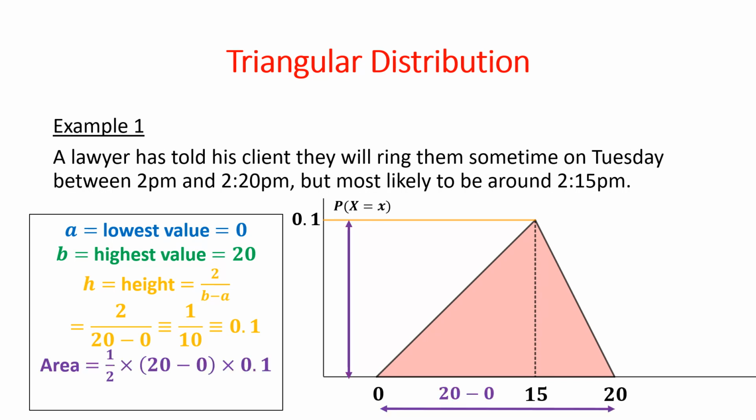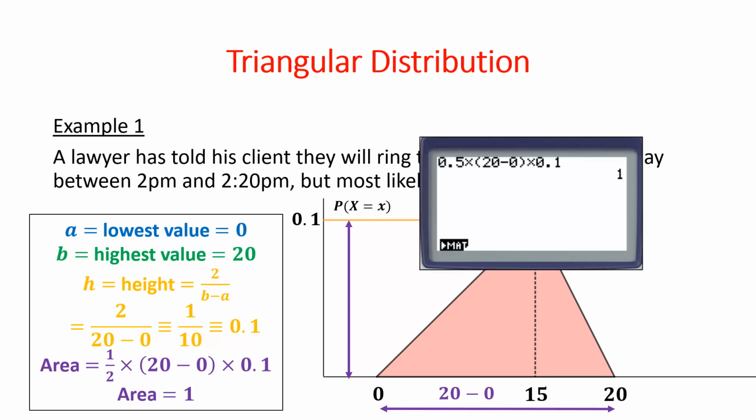And let's do a quick check to see if the area is 1. So area of a triangle is half times base times height, so half times 20 minus 0 times 0.1. And that does indeed give us an area of 1.